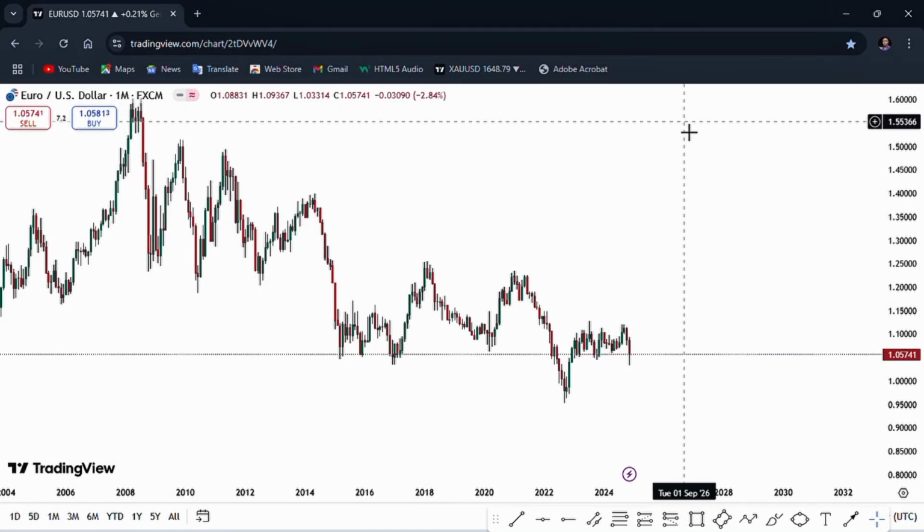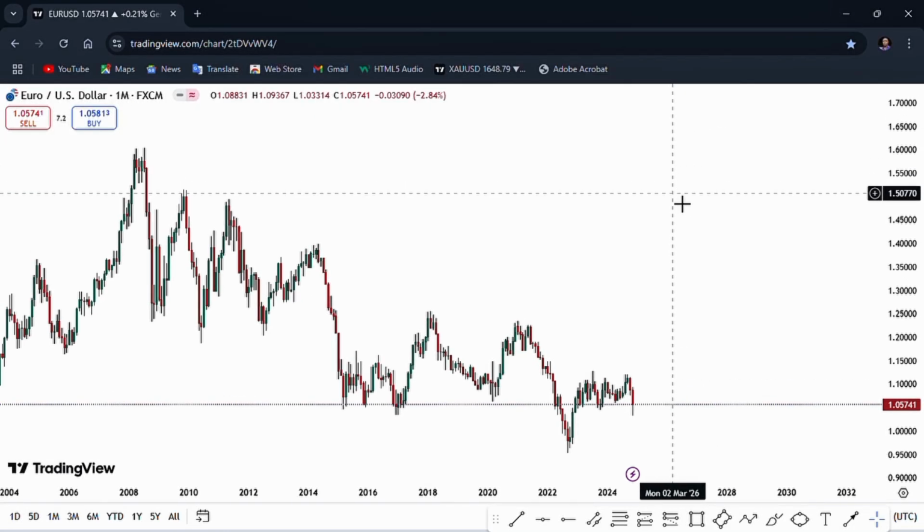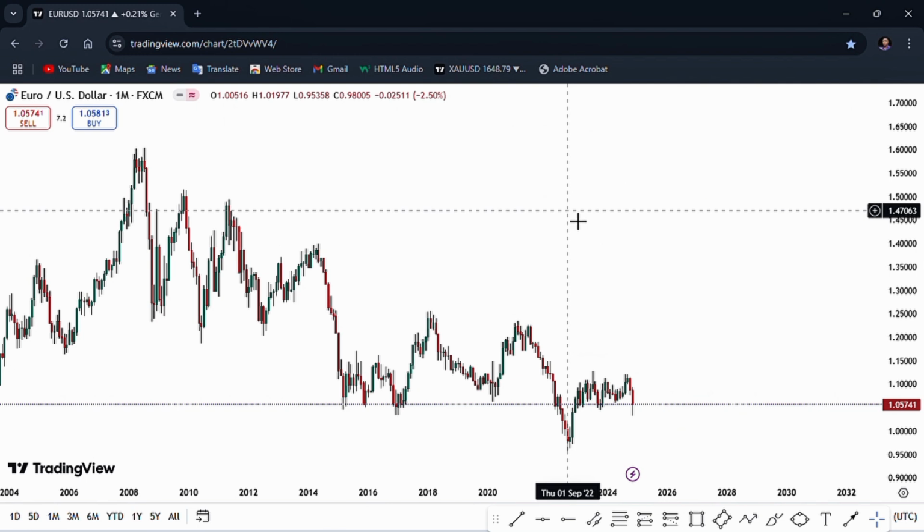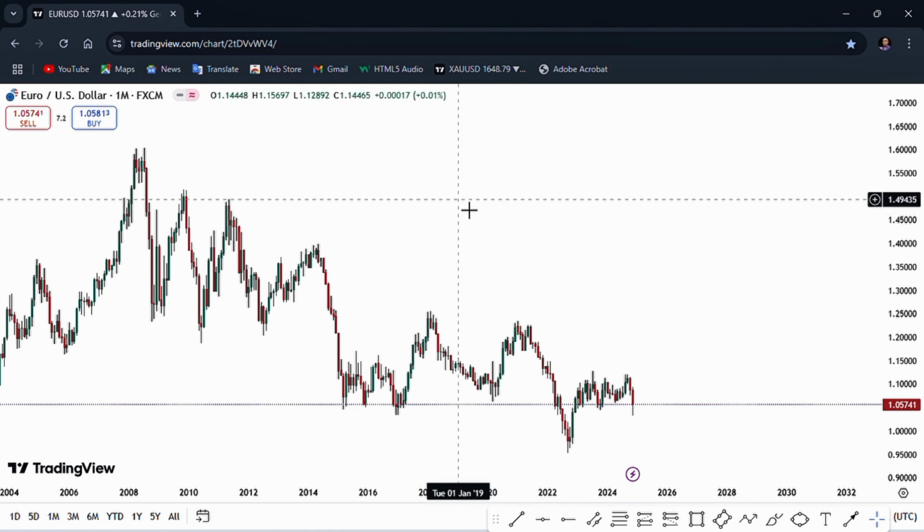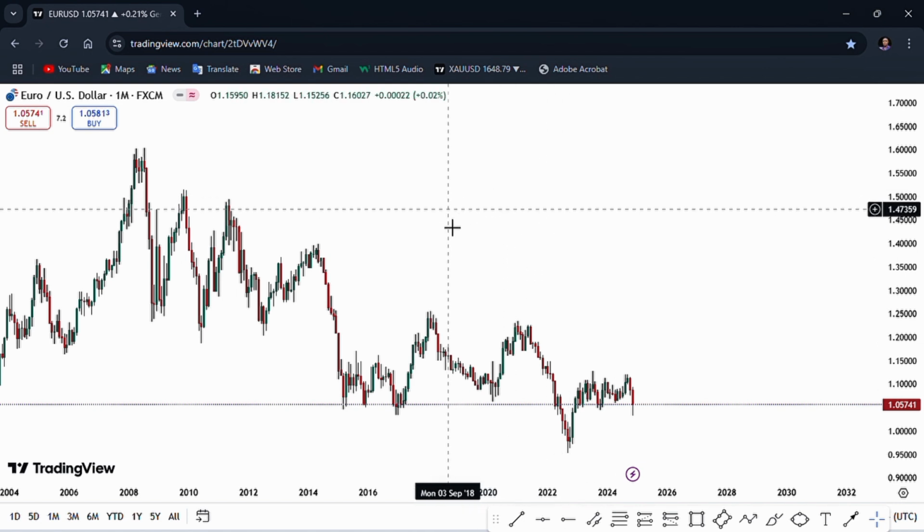Welcome into my screen. As I said earlier, I would like us to look at some pairs. And I have three pairs in mind: Euro USD, GBP USD, and AUD USD. And let us start with Euro USD.